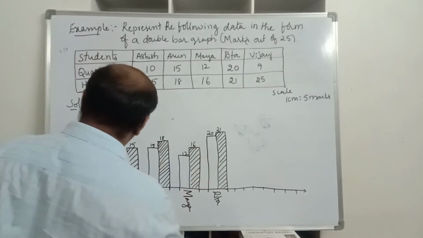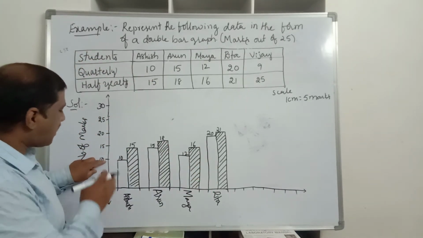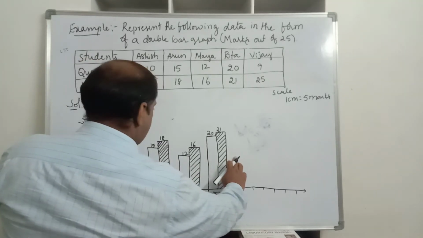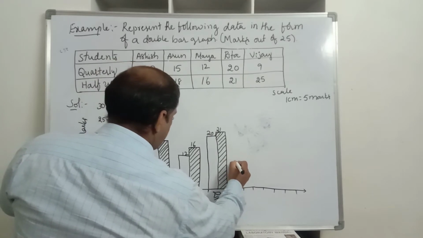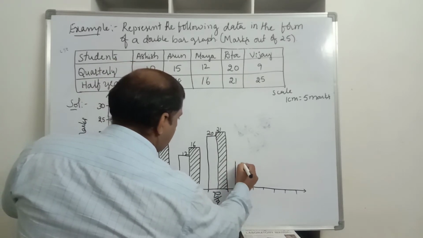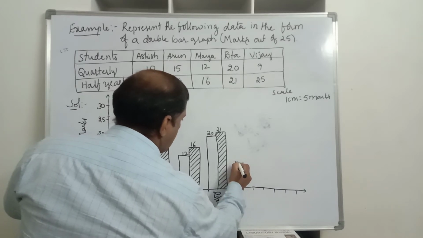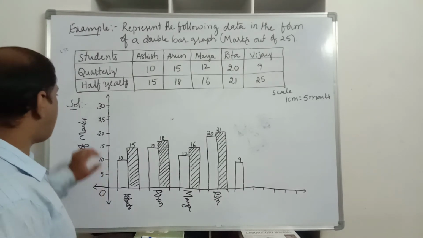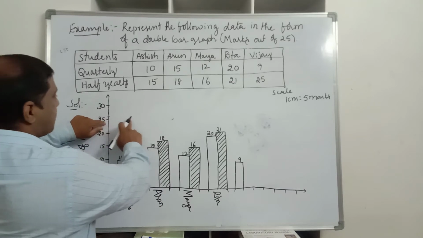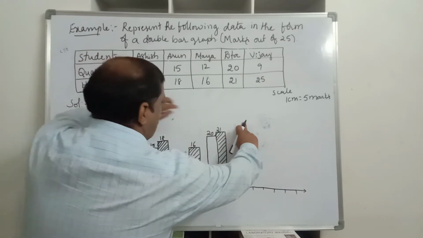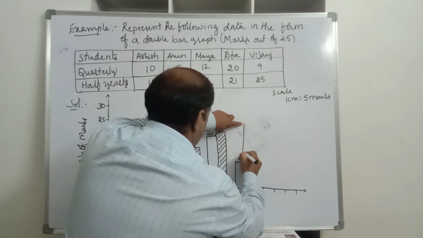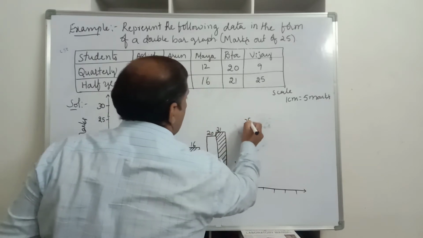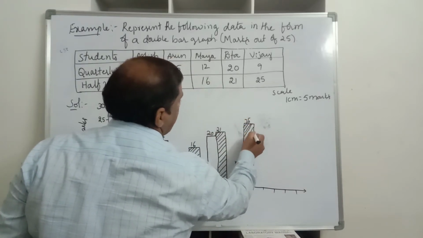So Vijay, 9 marks. 9 marks means here 10 and 5. So where do we get below the second line of 10? 9. So it is 9 and 10, and then it is a little below like this. So this will give us 9 marks scored by Vijay in the quarterly examination, and 25 marks is scored in half yearly. This will represent 25. So you take it exactly opposite to here and draw the line. This will give us 25 marks scored by Vijay in the half yearly examinations.